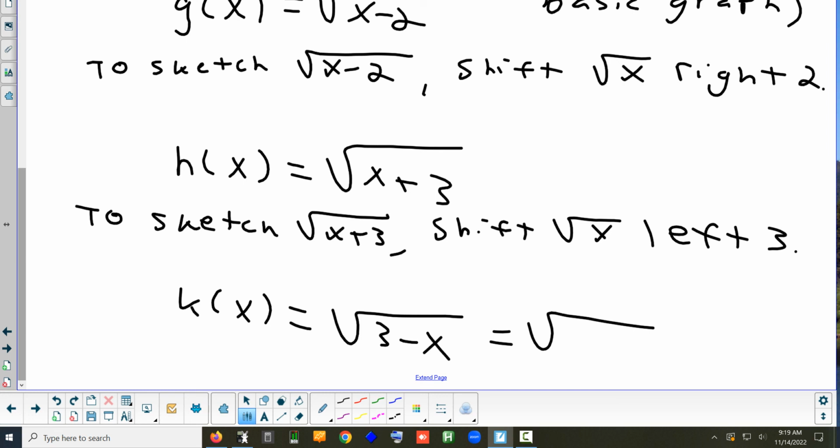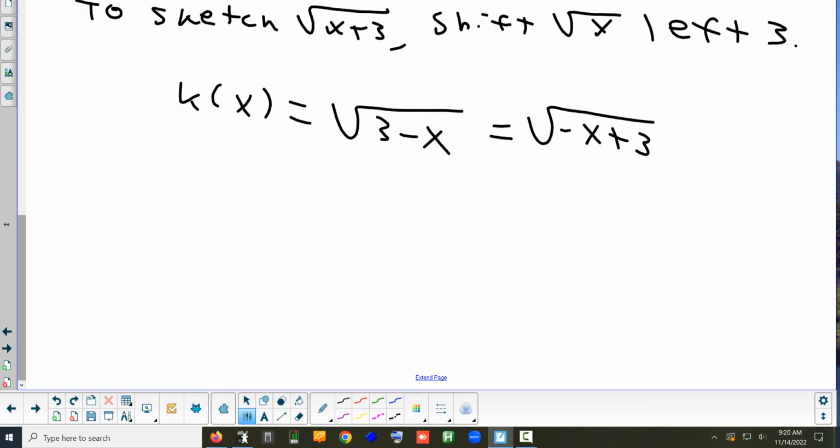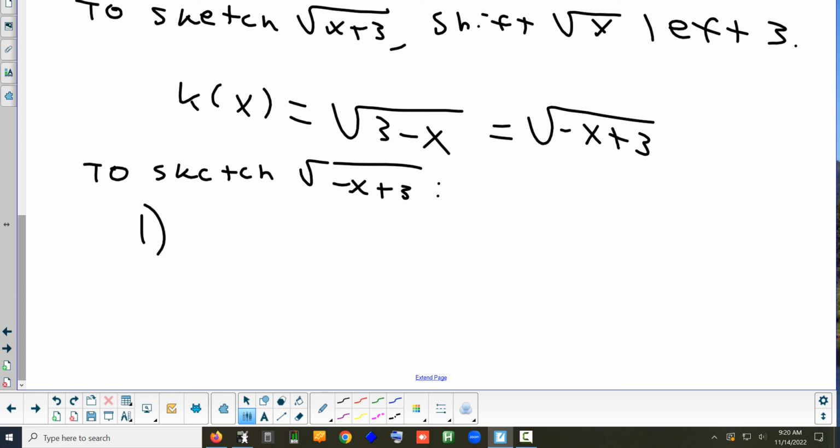How many transformations are happening in this problem? 2. So to sketch square root of negative x plus 3, what's the first thing that you would do? Now you have to pay attention to the A, B, C, D. The order here is very important. What's the first thing? Yeah, Caleb? Horizontal shift left 3. So shift left 3. Yep, I like that.